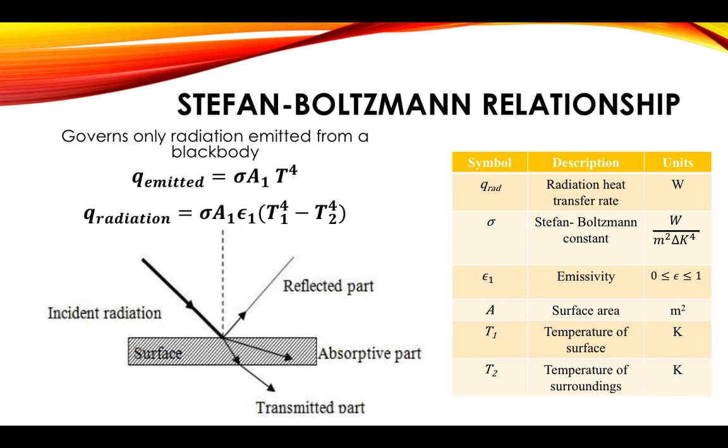The Stefan-Boltzmann relationship governs only radiation emitted from a black body. A black body is an idealized physical body that absorbs all incident electromagnetic radiation regardless of frequency or angle of incidence. To be at thermal equilibrium, it must emit radiation at the same rate as it absorbs radiation. A black body in thermal equilibrium and at a constant temperature emits electromagnetic radiation called black body radiation.